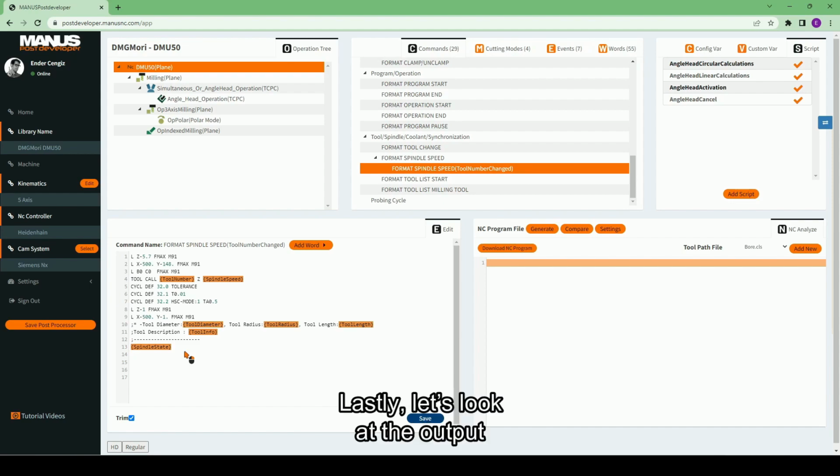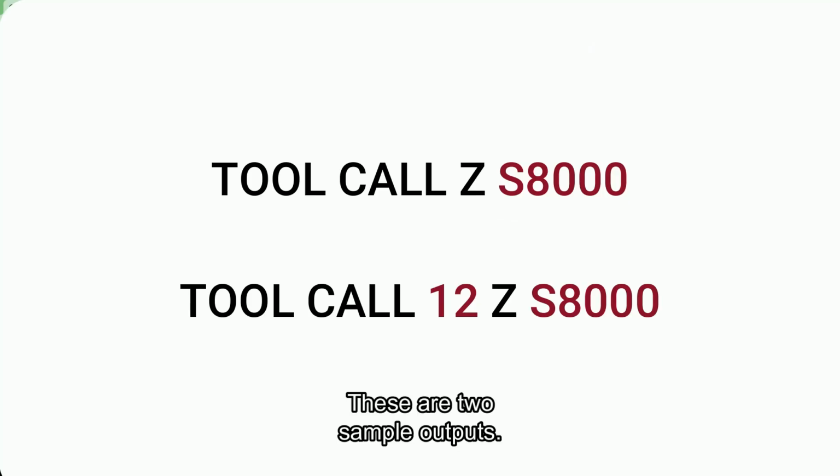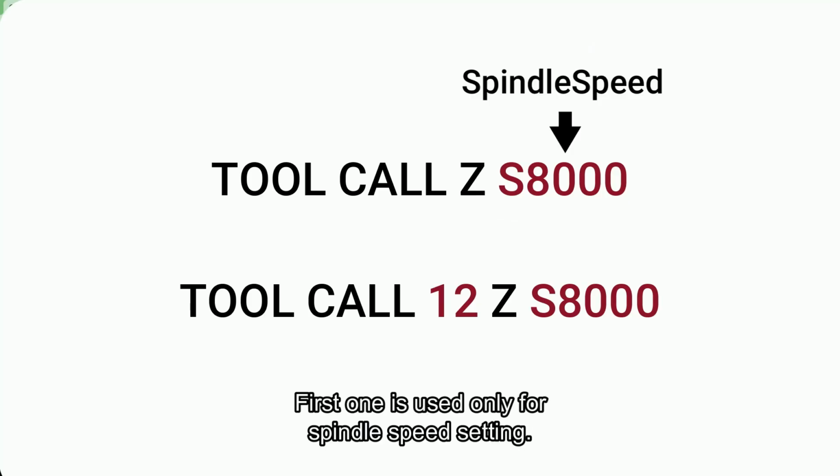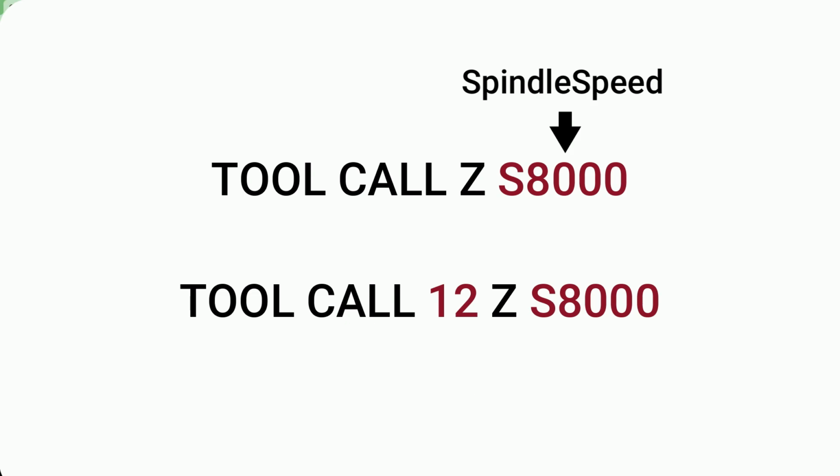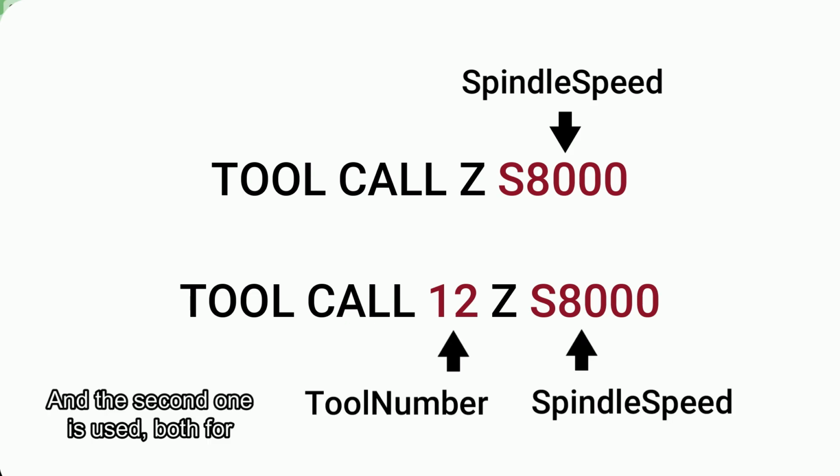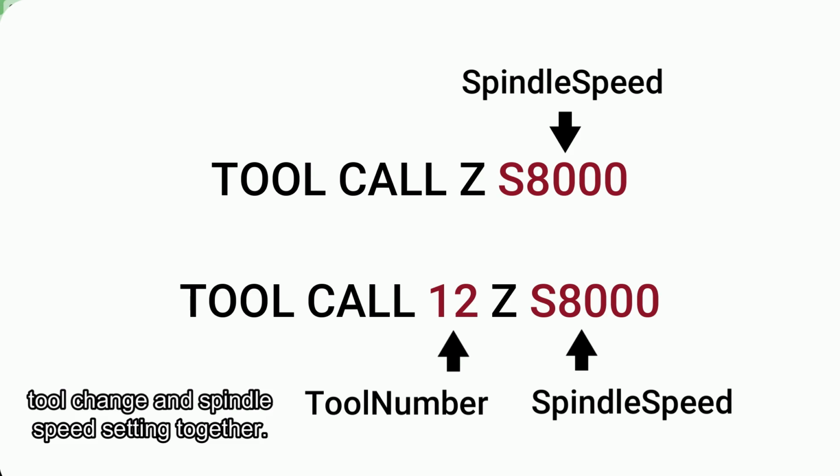Lastly, let's look at the output format of the tool call line. These are two sample outputs. The first one is used only for spindle speed setting. And the second one is used both for tool change and spindle speed setting together.